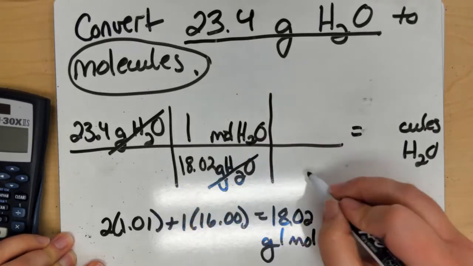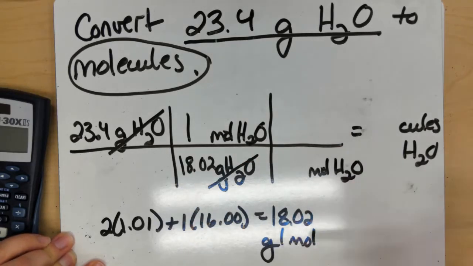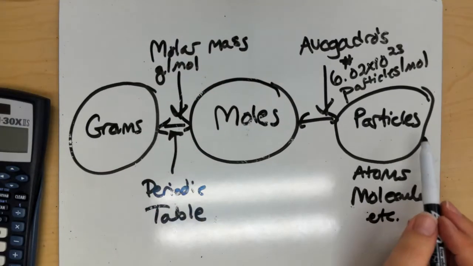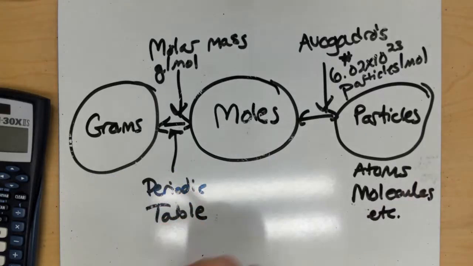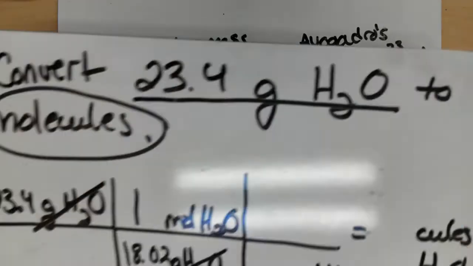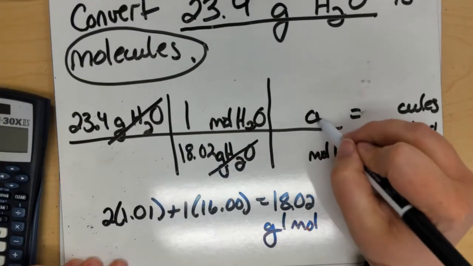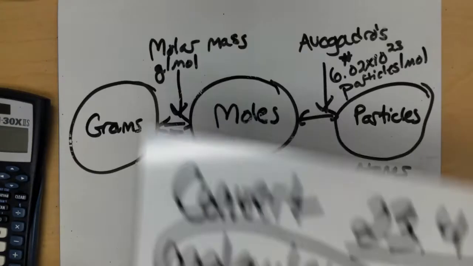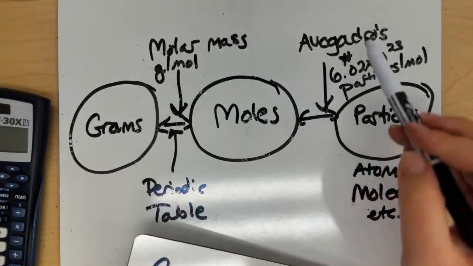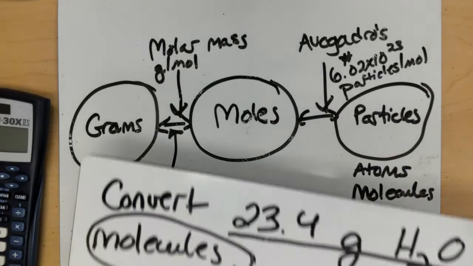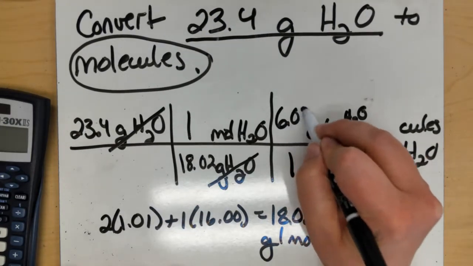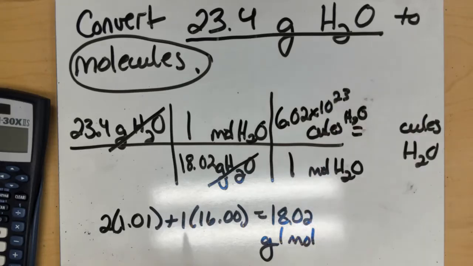So I'm going to take my upstairs unit and move it down. And I'm going to ask myself, all right, what can I convert moles to? Well, I can convert moles into grams or particles, but I'm not going to convert back to grams, right? I just came from there. And the whole goal of this problem was to convert into particles, in this case molecules. So I'm going to put molecules on the top. Now, I have to ask myself, what conversion factor do I use for that? Well, when I convert between moles and particles, I have to use Avogadro's number, which tells me how many particles there are in a mole.